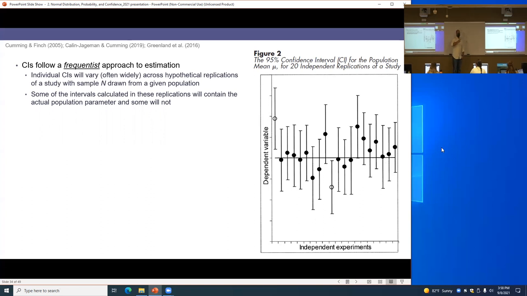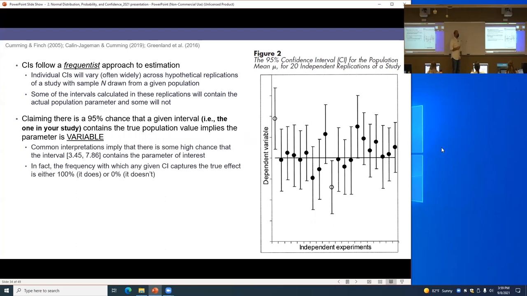Now, if I were to calculate and capture all possible samples from this population, I'm going to get a very, very large number of intervals, right? And based on our method, what we would assume is that some of these intervals capture that true population parameter, but some of them aren't. Some of them are going to fall outside. And what our confidence level does is it tells us, of those infinite number of replications, how many we expect to contain the actual population parameter. The problem is if we say there's a 95% chance that my interval contains a population value, it suggests that that population parameter is a variable, right?